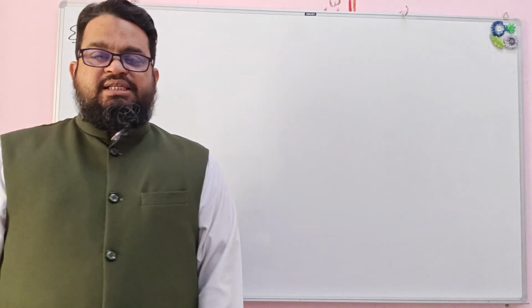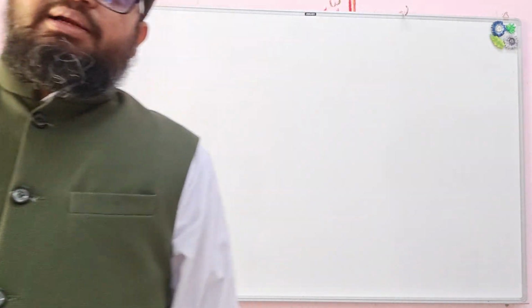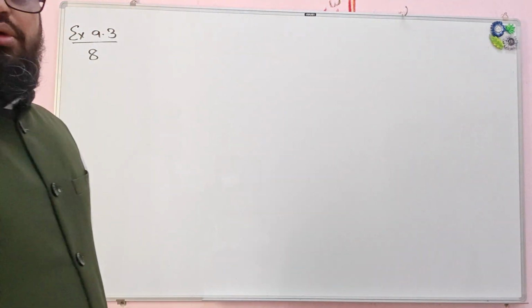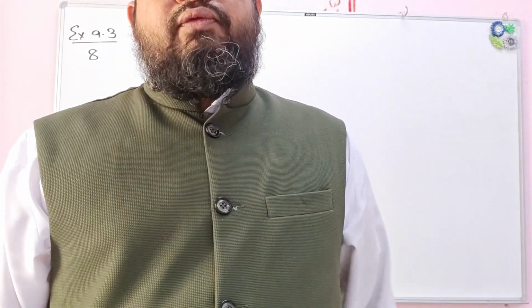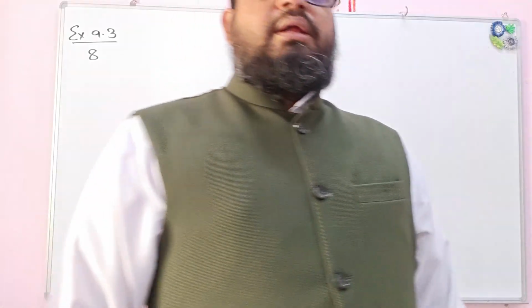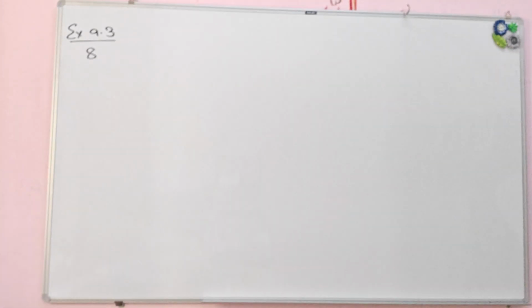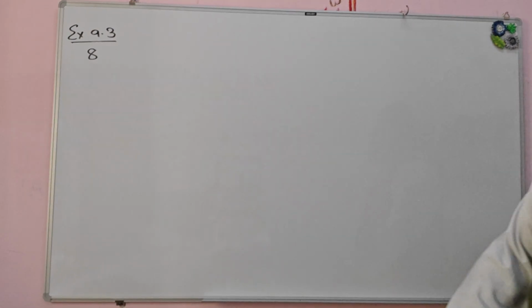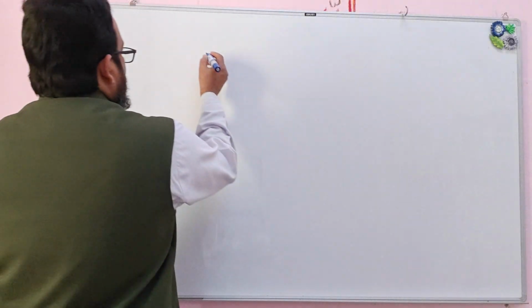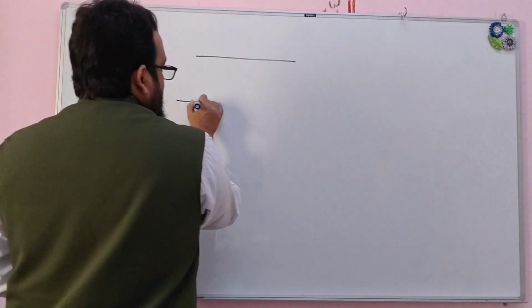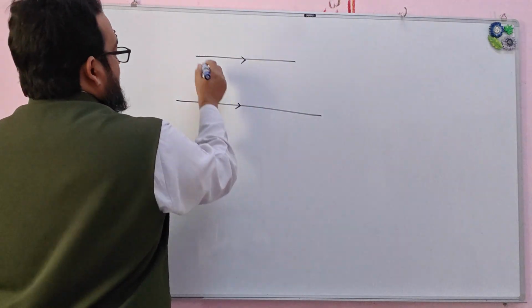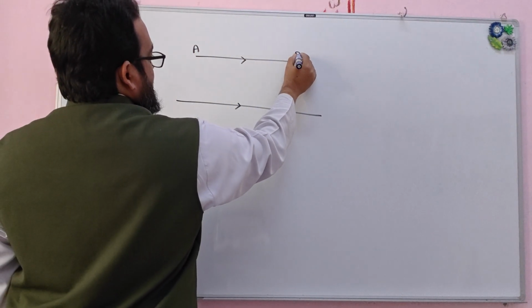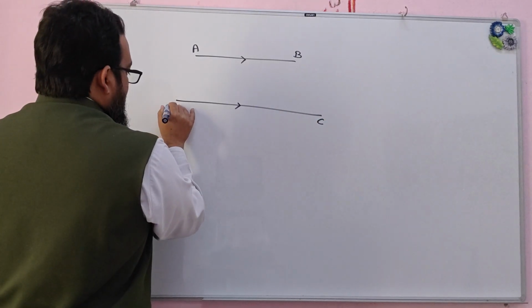So let us see the next question in exercise 9.3, eighth question of grade 9 circles. So what does the statement say? If the non-parallel sides of a trapezium are equal. See, if you draw any trapezium, generally we draw like this, right? These two sides are parallel. So let us say this is A, B and C and D.